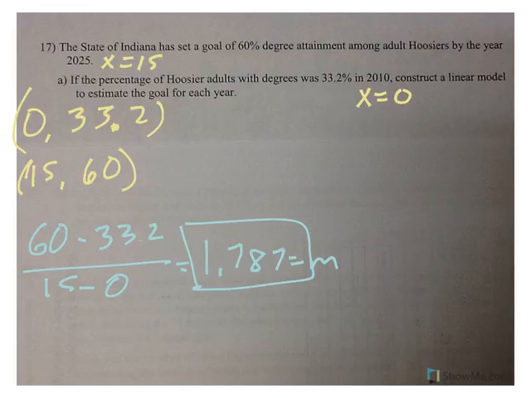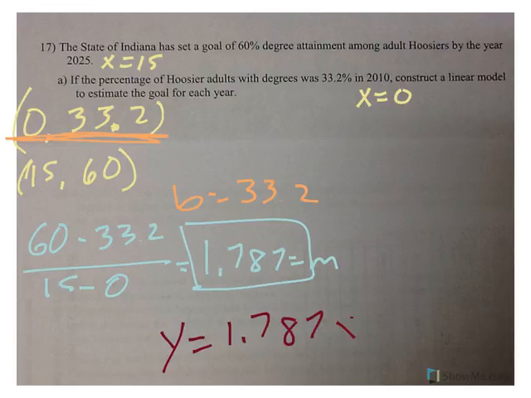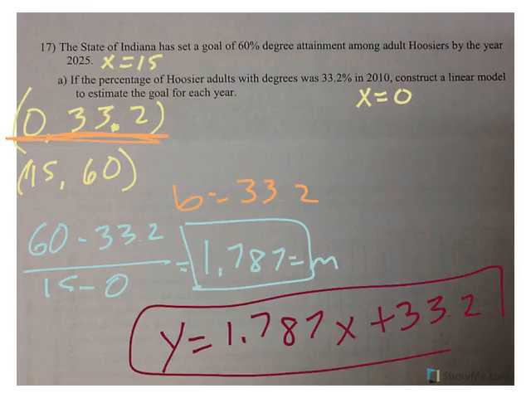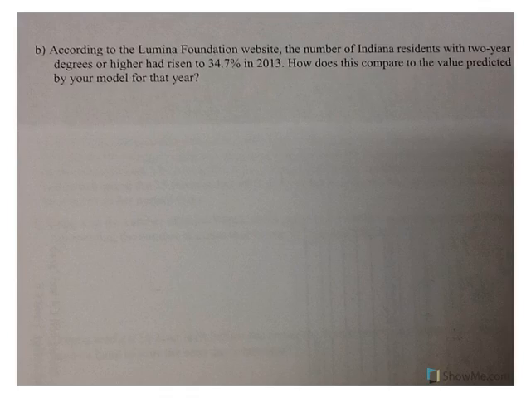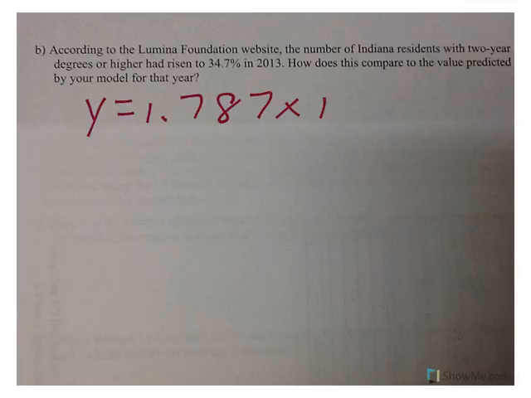And now, where's our y-intercept? Well, when x is 0, so we know our y-intercept is 33.2. So my model, we're going to do this in burgundy, y equals slope, which I'm going to go ahead and write as a decimal, plus my y-intercept of 33.2. Okay, wait, let me give you my model before I even read that question.